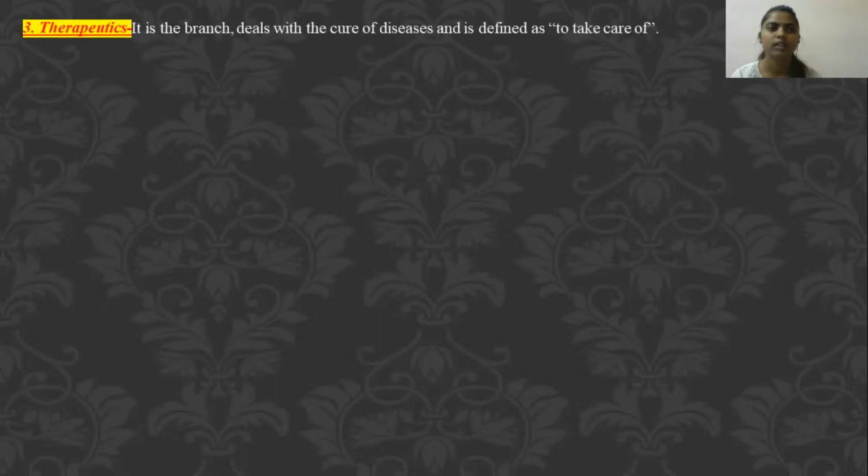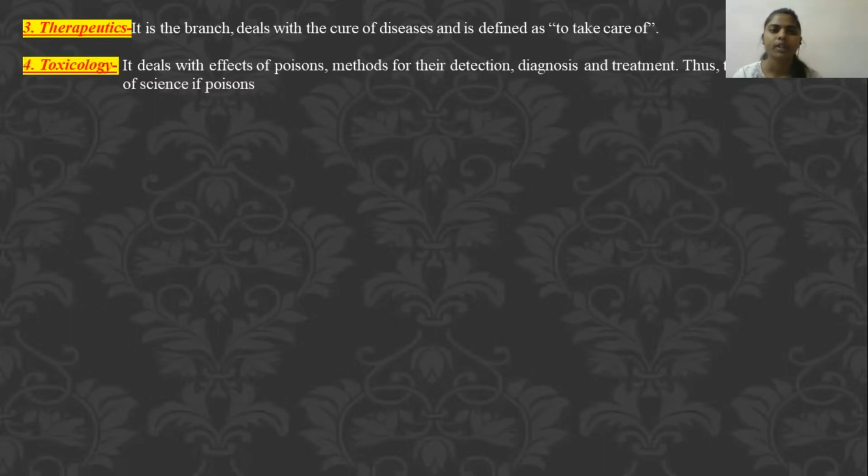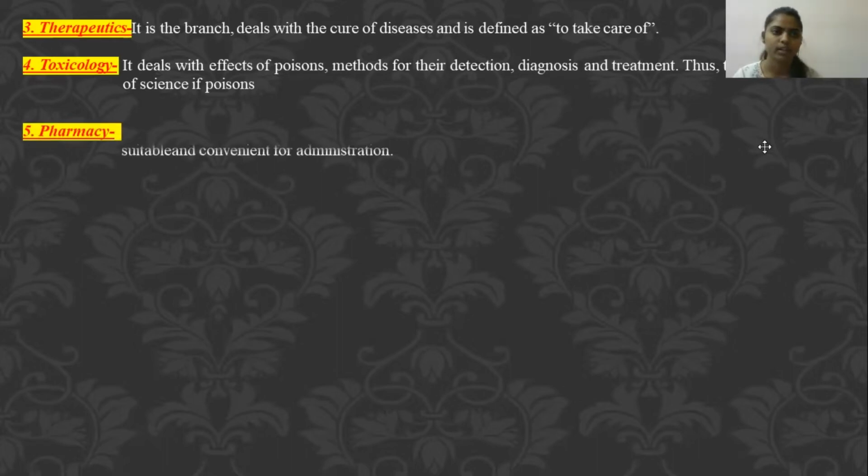There are different kinds of terms, like therapeutics, the branch that deals with the cure of disease, and it is defined as taking care of the patient, which will give relief to that patient. Then toxicology deals with the effects of poisons. Whenever there is excessive administration of any drug, it shows a toxic effect. It also covers the methods of their detection, diagnosis and treatment. Thus, this is the branch of science of poisons.